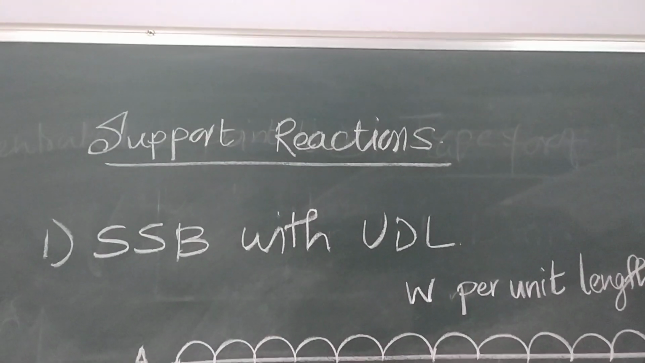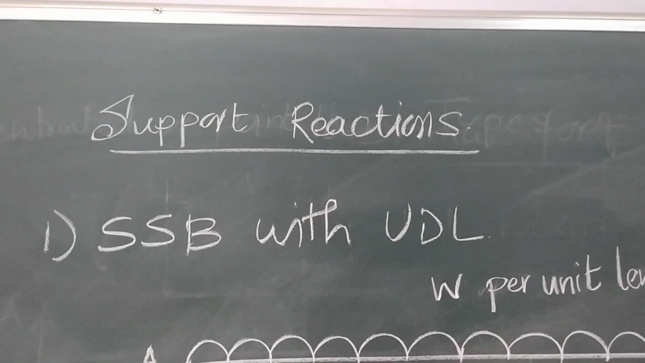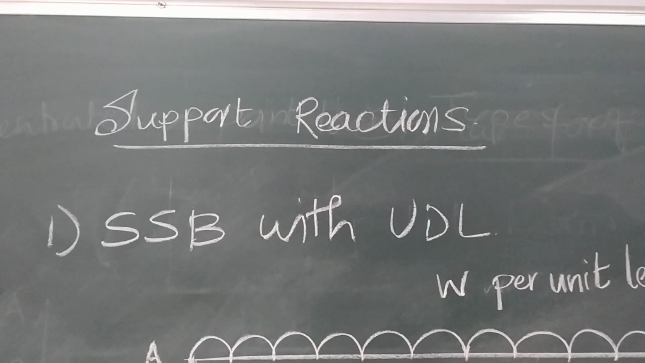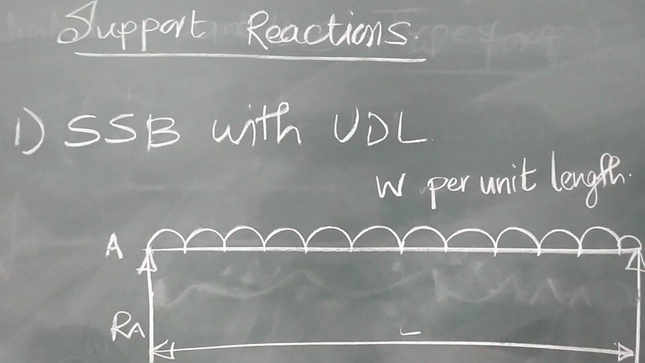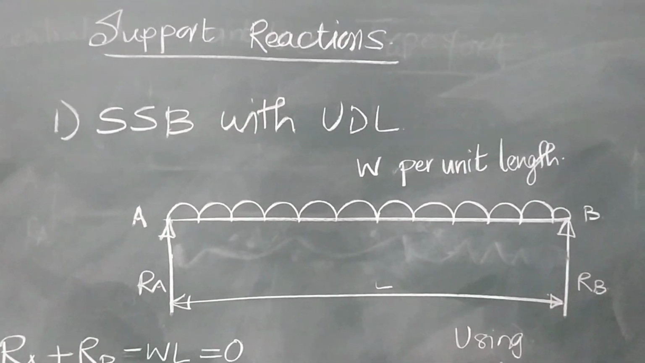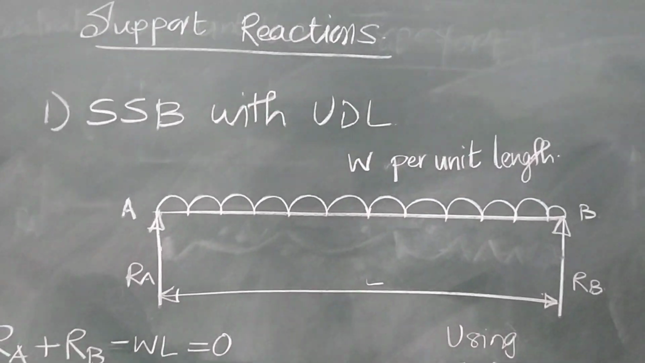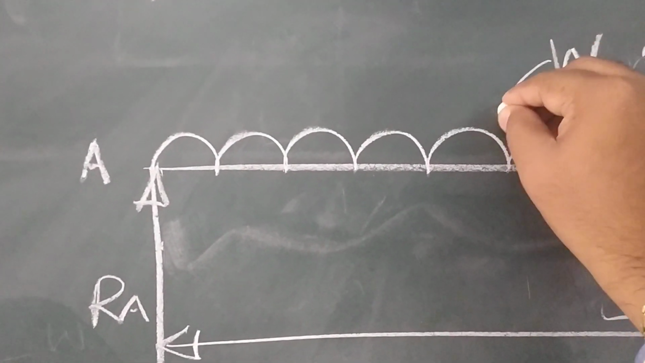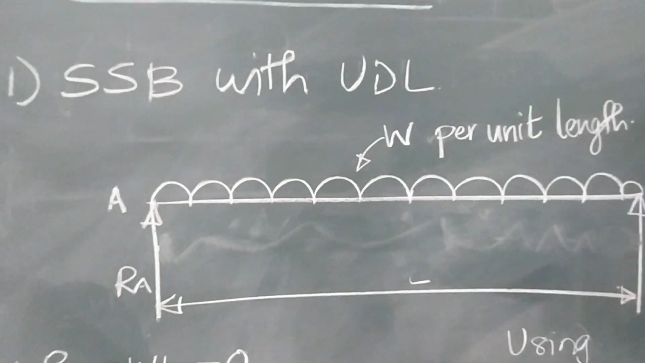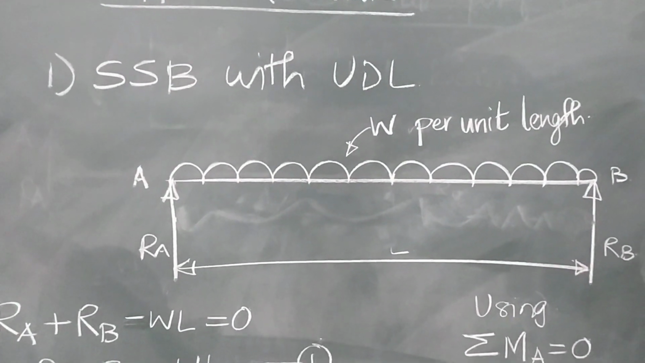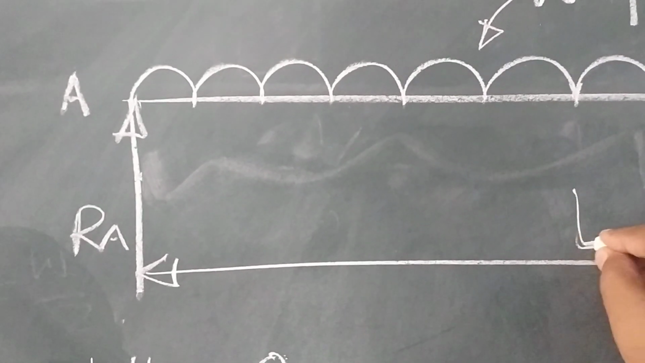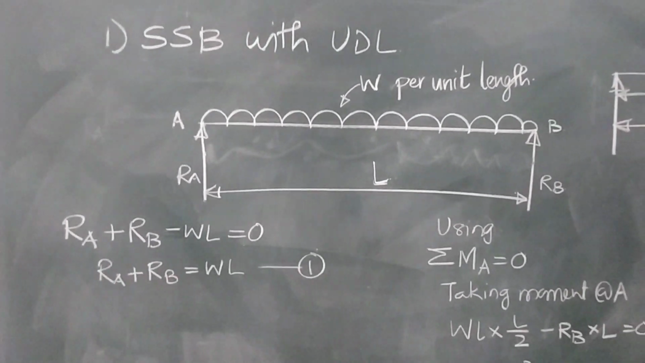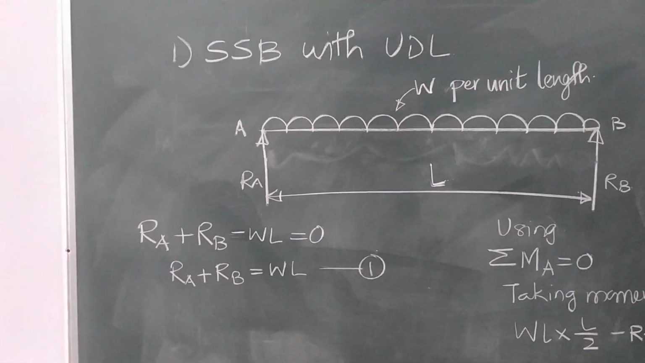Hello friends, now let us study support reaction case 2: simply supported beam with uniformly distributed load. Take this example, this is a simply supported beam and it is having load W UDL, W per unit length, over the entire span of L unit length for this simply supported beam.